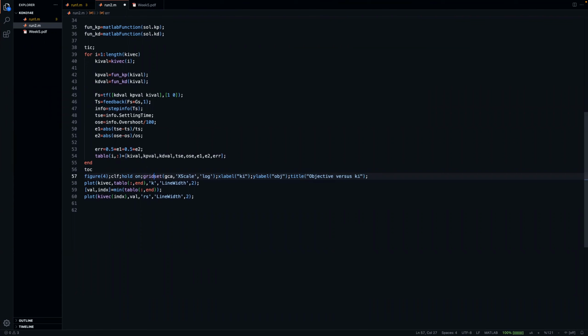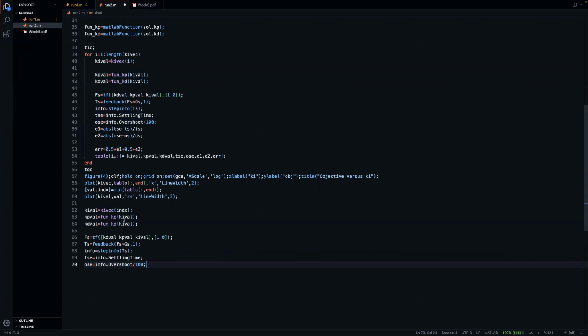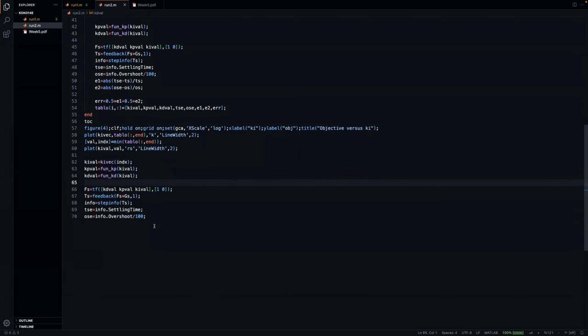Hold on, grid on would be nice. And let's see what the controller actually looks like. So I know what index it is. So I could just maybe ki-val equals ki-vec index. So this is going to be the optimal value here. There we go. Then I can just call this, the whole thing here. Or I can even use the table, but yeah, I'm lazy, so whatever.